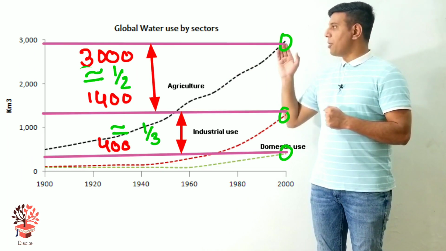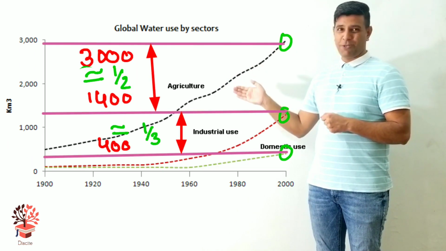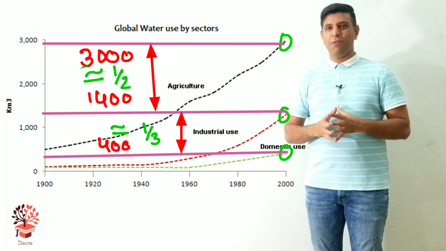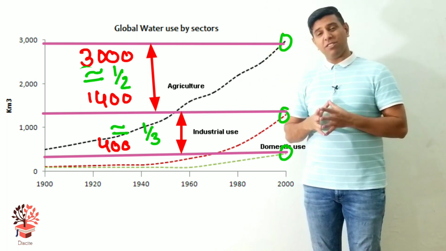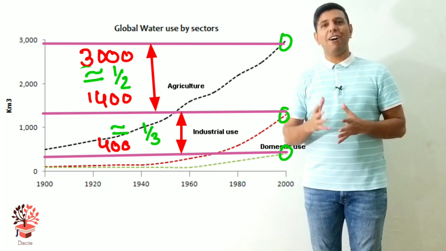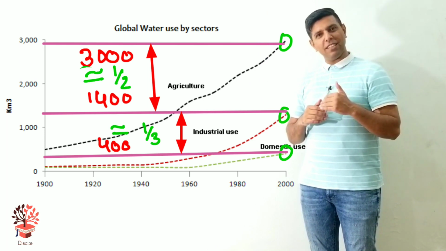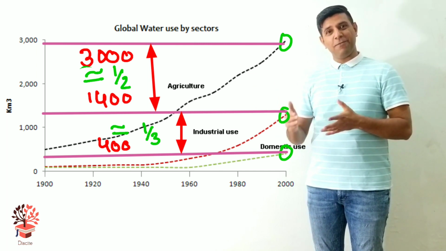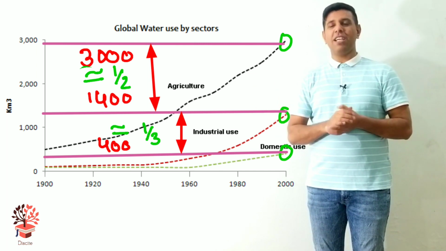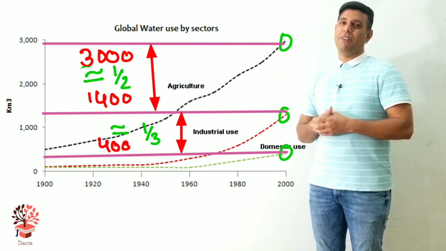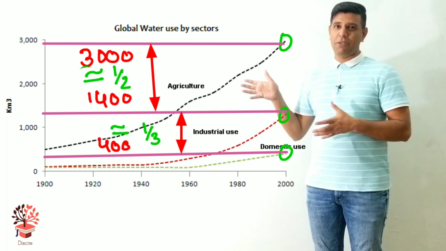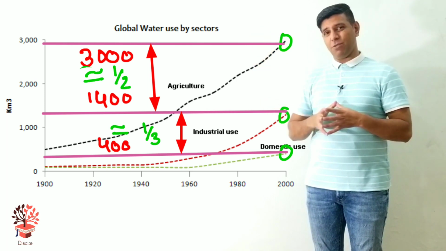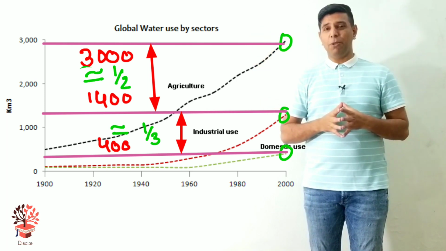So now you can compare these values, 400, 1300 and 3000. So 1300 in the middle for industrial sector is almost the half of, or slightly less than the half of what the agricultural sector consumes. And if you look at the domestic use, it's one third of the industrial use. So that's a comparison. I've prepared these notes in my mind now. I'm actually pointing them down on the graph as well. And then I move on to my table.